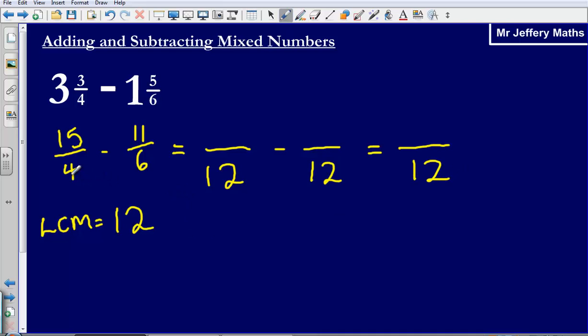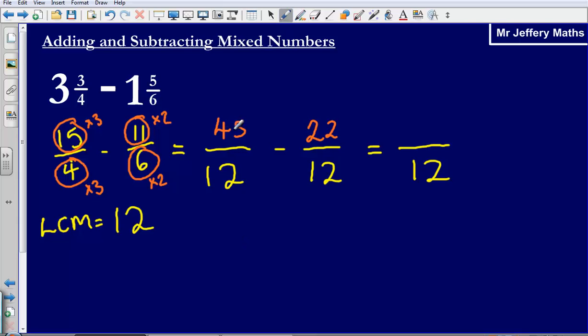Now we need to think about, what have I multiplied 4 by to reach 12? I've multiplied 4 by 3. So whatever I've done to the number on the bottom, whatever I've done to 4, I'm also going to do to 15. So 4 I multiplied by 3 to get to 12, so I'm also going to multiply 15 by 3. That gives me 45 on the top. Then I'm going to do the same thing here. What have I multiplied 6 by to reach 12? I've multiplied it by 2. So I'm also going to multiply the top by 2 as well, and so that becomes 22.